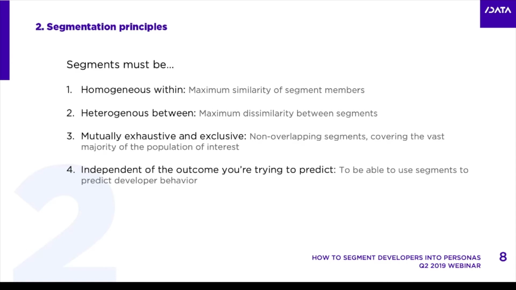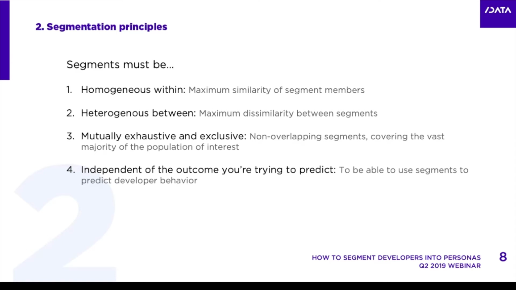Last but not least, the definition of your segments should be independent of the outcome you're trying to predict. Simple example, technology choices, tools. Which tool are they going to use, for example? If that's what you're trying to predict with your segments, then the usage of those tools should not be part of your segment definition. I mean, if somebody's already using tool X, then okay, you know they're very likely to use it, right? So it's going around in circles.